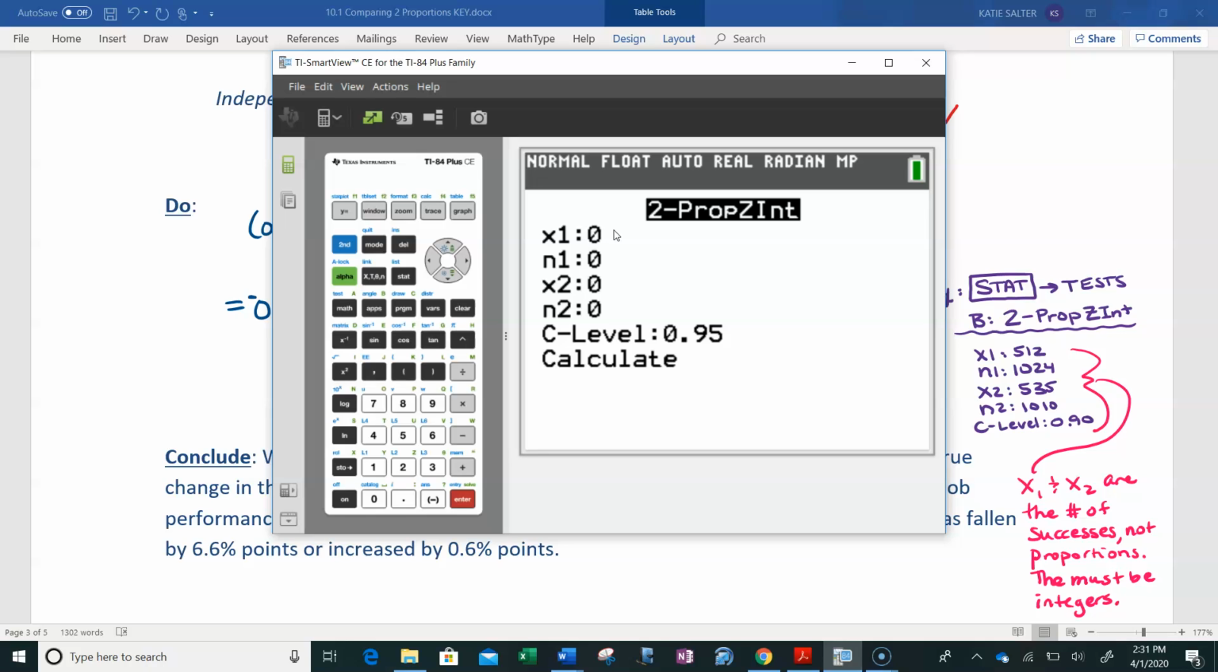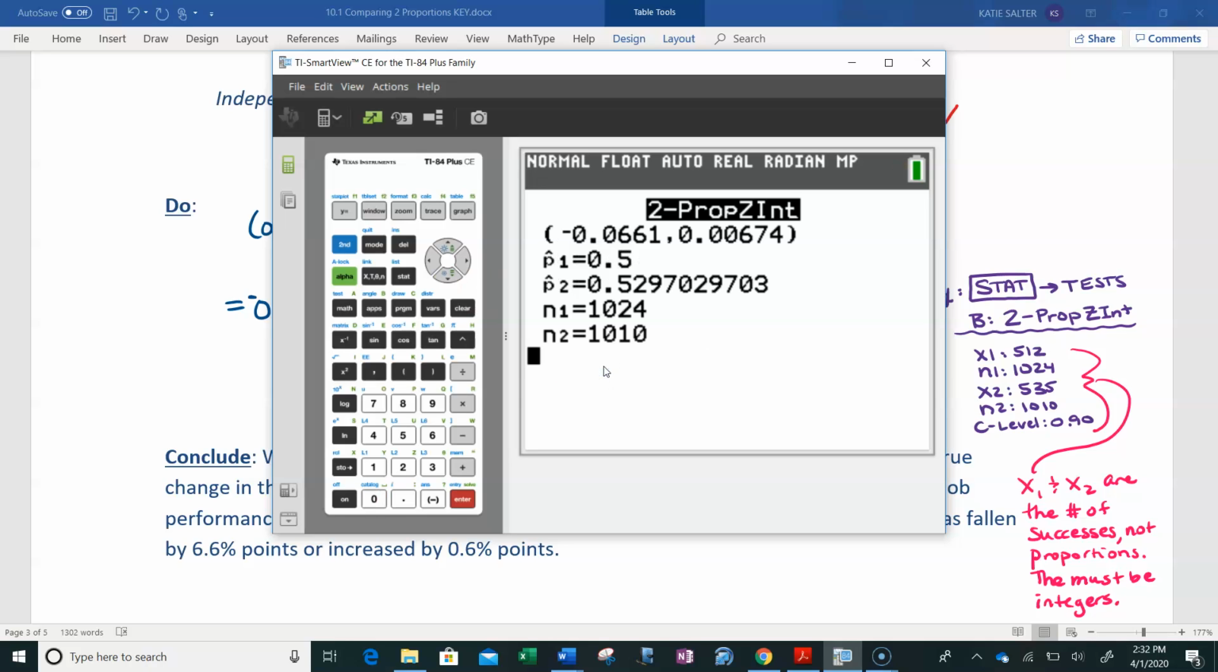All right, so let's put these in real quick. We have 512. All right, and we put all our numbers in, and it's a 90% confidence level. So we go down to calculate, and it gives us the interval. It tells you, and of course the p hat 2, that was our 2009, and it's not exactly 53%, but it's close enough. So don't stress about that. And then we can write down our interval.